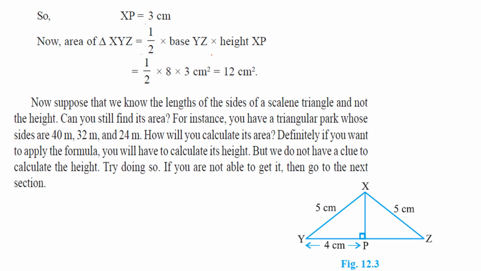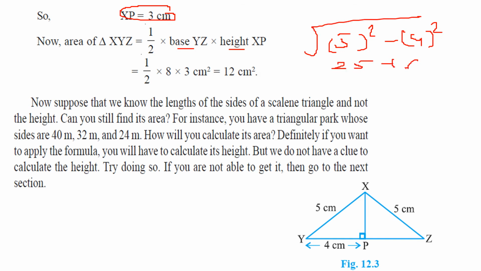That means half into base into height. The height is computed as 3, because you just have to find the under root of 5 square minus 4 square, which is 25 minus 16, that is 9, under root it is 3. So half into base into altitude gives 12 centimeters square. So for a right angle triangle, an equilateral triangle and an isosceles triangle, the area is quite easy to find out.